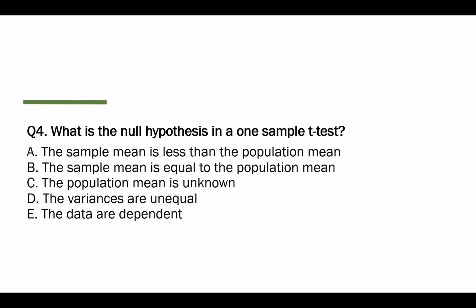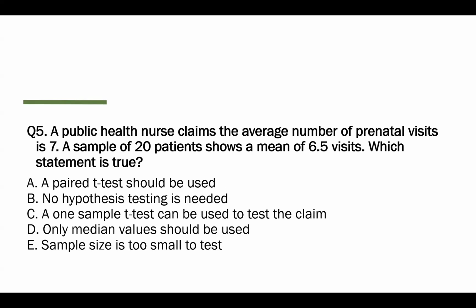So question 4 is, what is the null hypothesis in a one sample t-test? A, the sample mean is less than the population mean. B, the sample mean is equal to the population mean. C, the population mean is unknown. D, the variances are unequal. Or E, the data are dependent. B. Yes, B, the sample mean is equal to the population mean, or that there is no difference between these two groups.